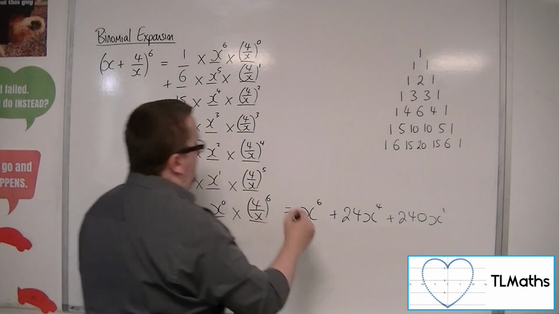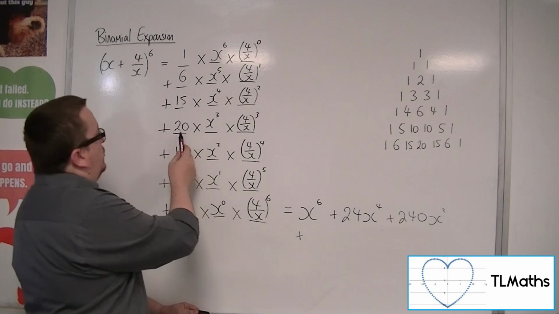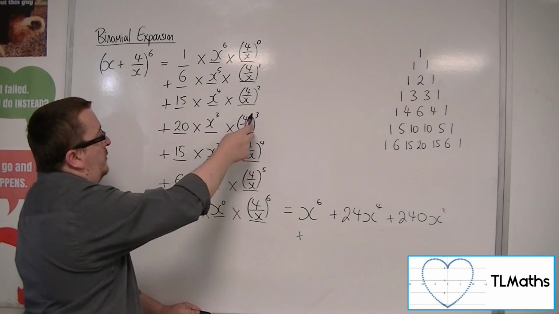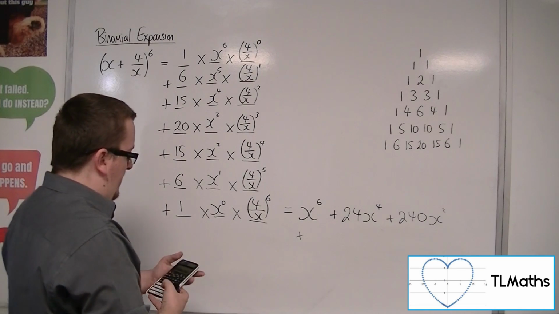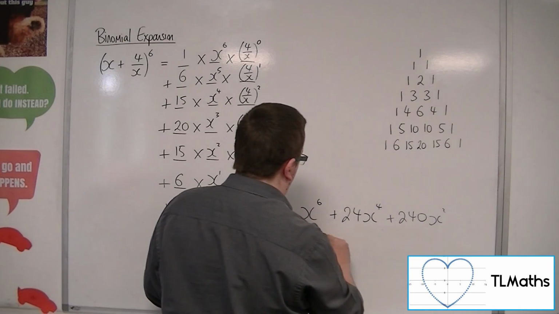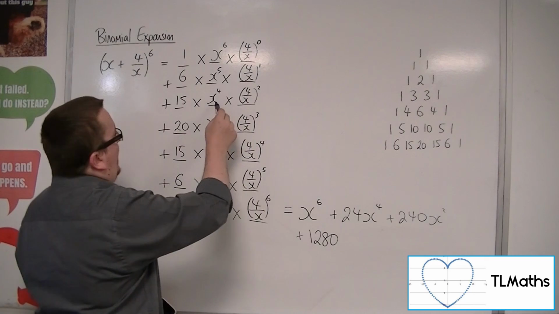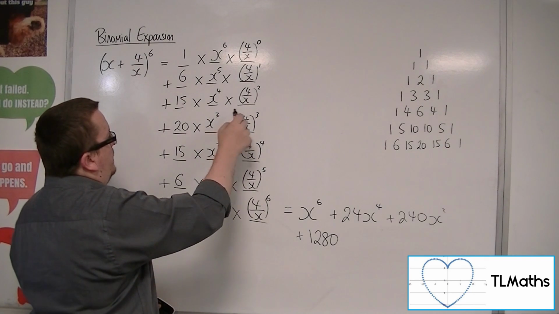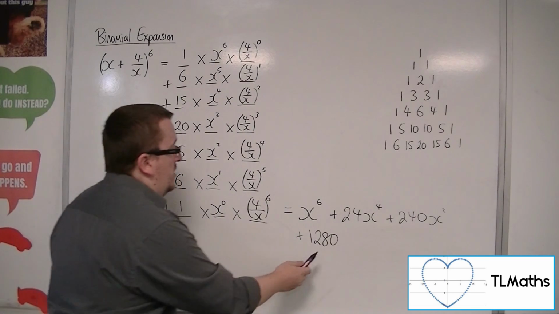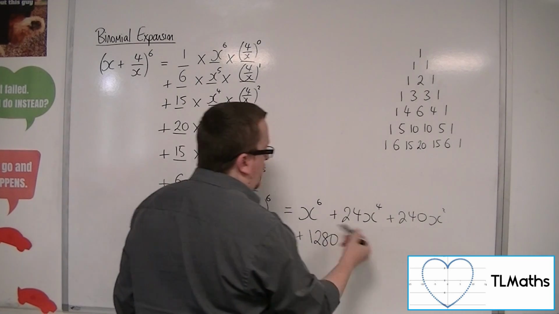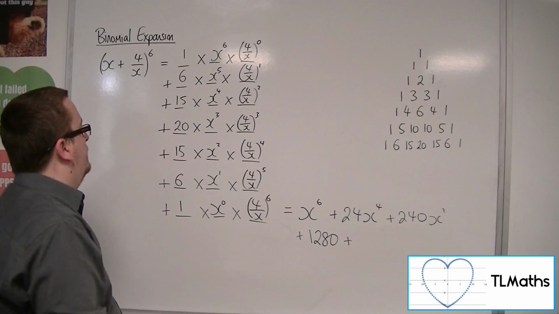Now for this term, you've got 20 times x cubed times 4 over x cubed. So 20 times 4 cubed is 1,280. And you've got this x to the 3 divided by x to the 3, and so that's just 1. So we just have this constant term, 1,280.